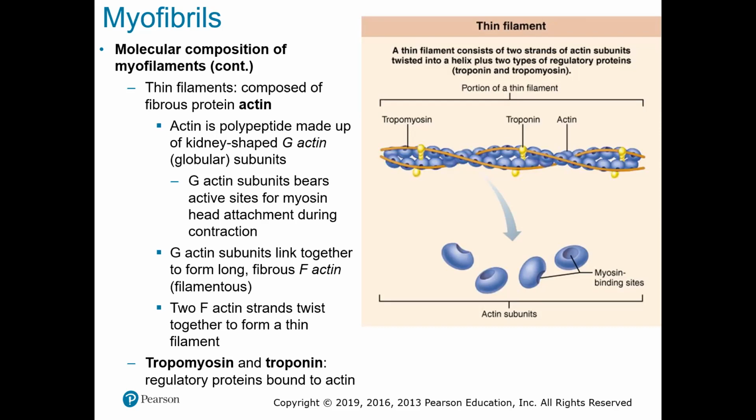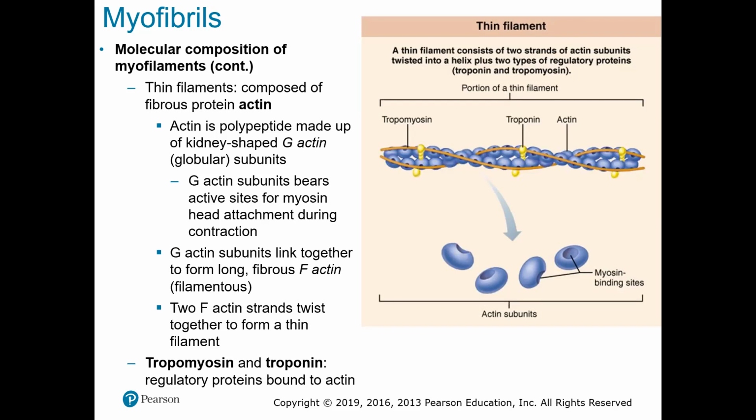Then there's another protein called tropomyosin that's woven through the actin. The tropomyosin is designed to block the binding sites. The binding sites on the actin are where the myosin will attach. When we want to have a muscle contraction, the myosin heads will grab onto the actin. But normally they can't because the tropomyosin is woven through the actin and it blocks the binding sites.